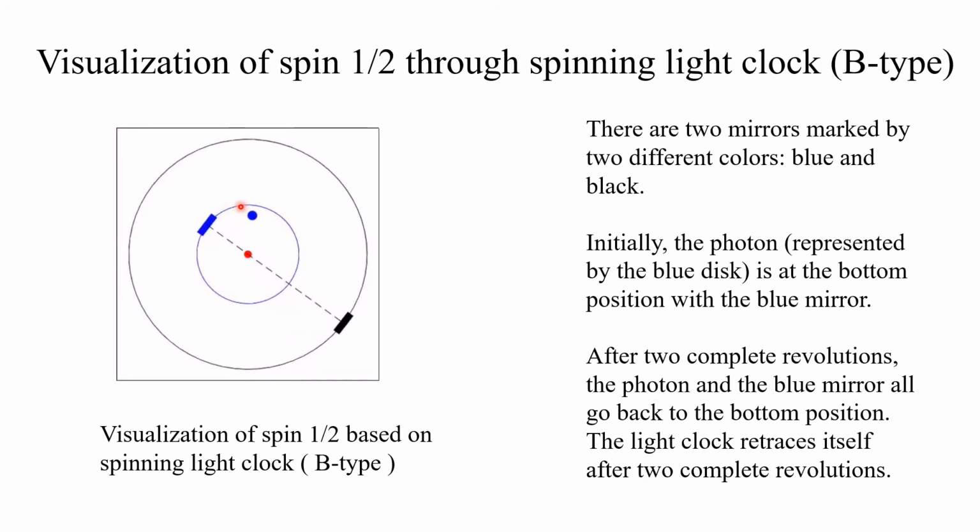1.5. Next step, we will have 2 complete revolutions. Spin, spin, spin. Here is 2 complete revolutions. After 2 complete revolutions, the photon and the blue mirror all go back to the bottom position. The light clock retraces itself after 2 complete revolutions. This is the spin half.